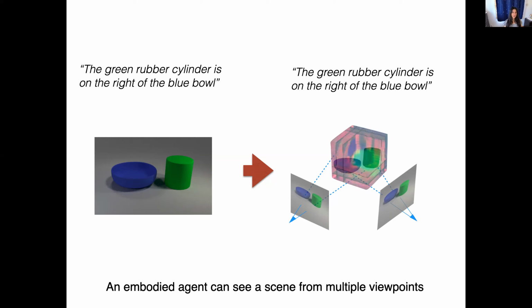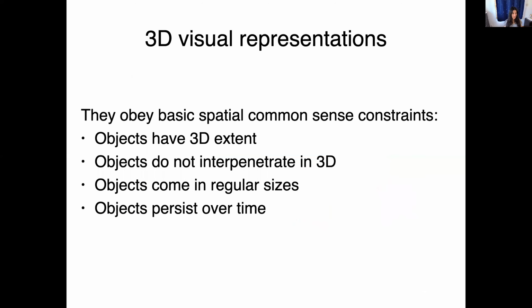You can obtain 3D visual representations as opposed to 2D ones. And those 3D representations know things about objects: objects have 3D extent, and objects do not interpenetrate in 3D. This constraint comes for free. Objects have regular sizes; for example, pens are smaller than elephants, and so on. Objects persist over time, so there is object permanence: things will not change as the camera viewpoint changes. These are very basic properties that our 3D visual representations will be endowed with.